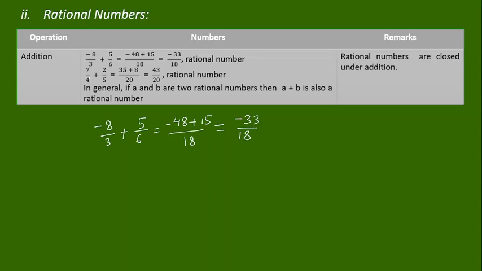Now consider another two rational numbers. If you add these two rational numbers, then also you will get a rational number. So for rational numbers, we can say that if we add two rational numbers, then the result is also a rational number. So the remark is: rational numbers are closed under addition.